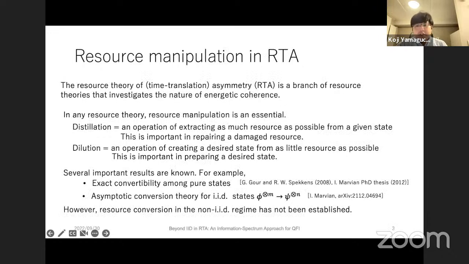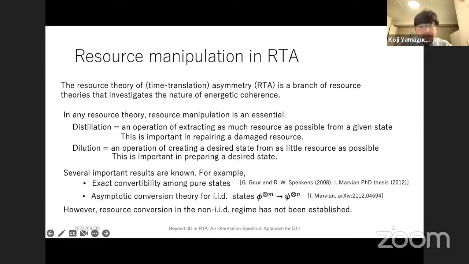A branch of resource theories analyzing the nature of energy coherence is called the resource theory of asymmetry. I will provide a concrete definition later, but this resource theory is used to investigate the consequences of the symmetry of dynamics and the conservation laws. In any resource theory, one of the fundamental issues is to determine the limitation in manipulating the resource. And there are two important operations, distillation and dilution.